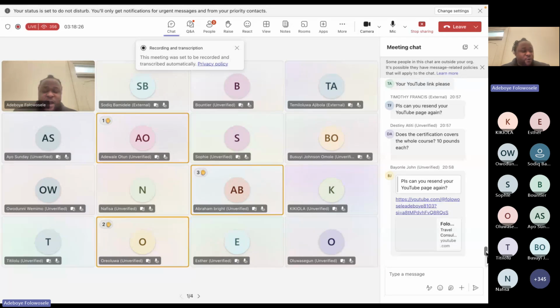So I want us to close by 9 p.m. on the dot. So we still have 2 minutes. Does the certification cover the whole course? Yes, £10 each. If you do the 4 courses, that's £40 for the certificate. But it is optional. You might not need the certificate. It's not compulsory.